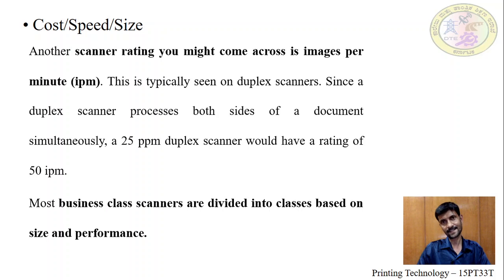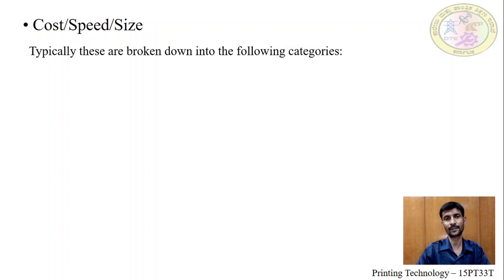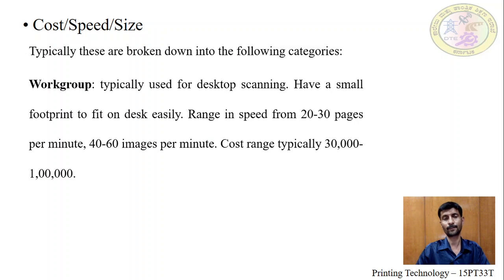Most business class scanners are divided into classes based on size and performance. Typically, these are broken down into the following categories. Workgroup: typically used for desktop scanning, with a small footprint to fit desks, with speeds ranging from 30 to 50 pages per minute and 40 to 60 pages per minute. The cost range is typically 30,000 to 1 lakh rupees. If it is less than that, you have to pay for other pieces.